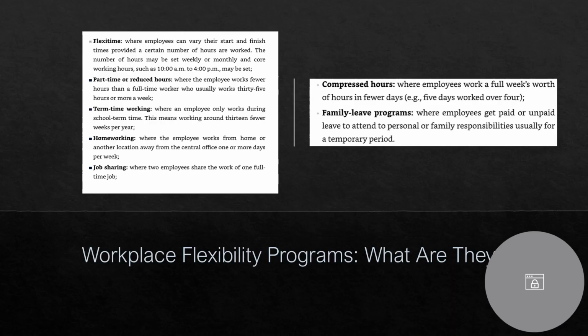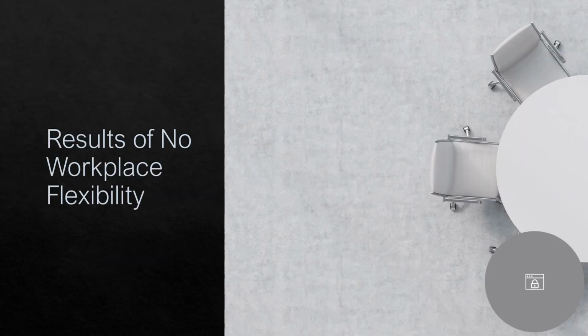Workplace flexibility programs. What are they? Flexible work arrangements are typically defined as allowing employees to work in different locations or non-traditional working hours. This includes flexi time, part-time or reduced hours, term time working, home working, job sharing, compressed hours, and family leave programs.